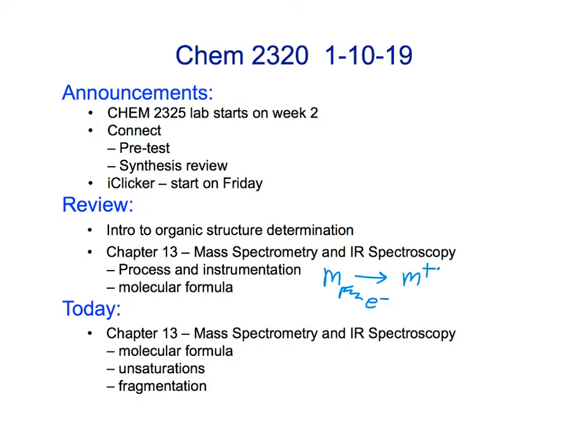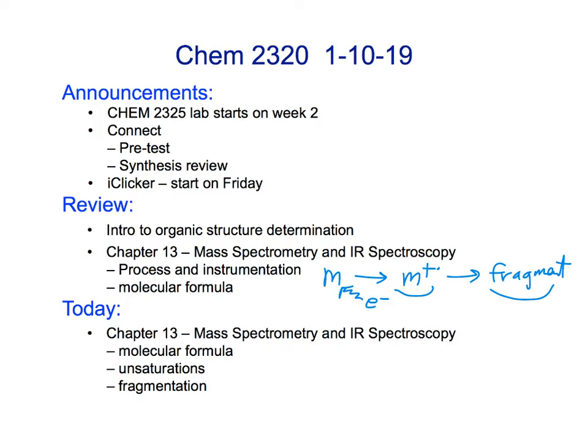That species we can analyze directly, or it can fragment into smaller pieces. When we run the spectrum, we analyze only the cations. Okay? And so we can look at a mass spectrum. We get a peak for the molecular ion, usually, and then peaks for different fragments. Okay?